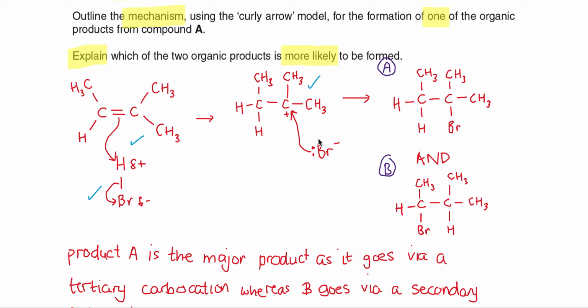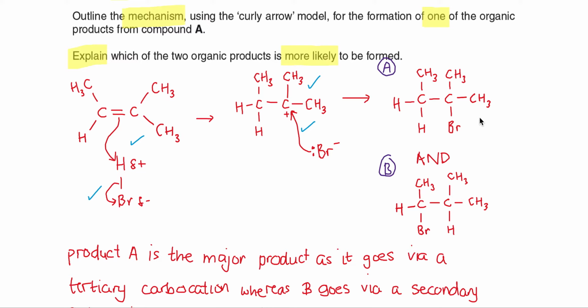And the 4th mark that you can get in terms of the mechanism is the curly arrow starting from the lone pair on bromide going to the carbocation. Again, make sure it's starting from the lone pair going to the carbon with the positive charge. So there's 4 possible marks up for grabs when it comes to this mechanism here.